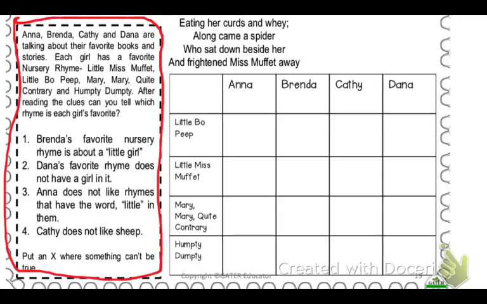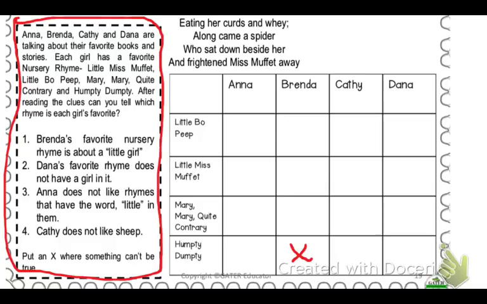So I'm looking at Brenda, and I know that maybe it could be Little Bo Peep, because that sounds like a little girl. And it could be Little Miss Muffet, because that sounds like a little girl. It could be Mary, Mary, Quite Contrary. That sounds like a little girl. Humpty Dumpty, that's like about an egg. So Brenda, hers is about a little girl, so it's not Humpty Dumpty. So I'm going to put an X.